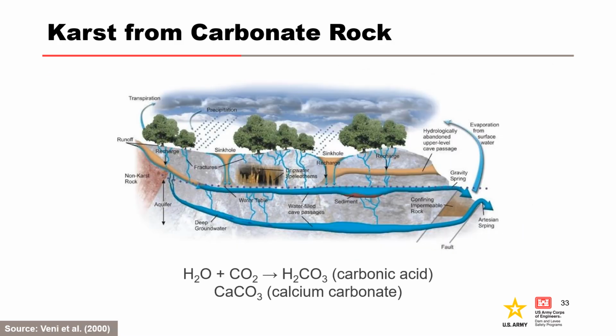Here we show a simple cartoon for the process of how karst forms. As rainwater passes through the atmosphere and the soil, it picks up carbon dioxide, which dissolves in the water to form weak carbonic acid solution. This acid then seeps into the rocks and dissolves the calcium carbonate limestone.